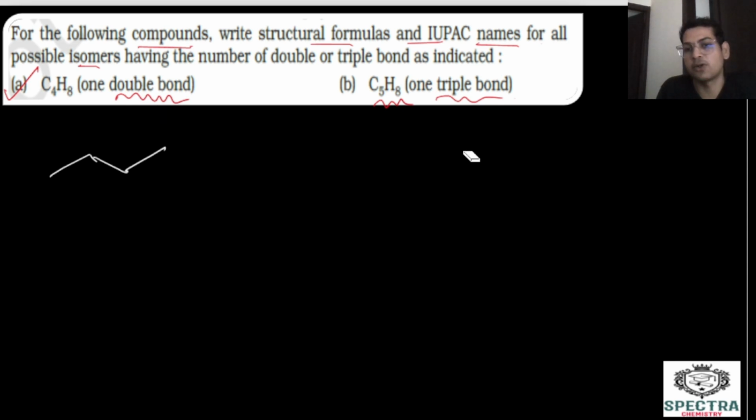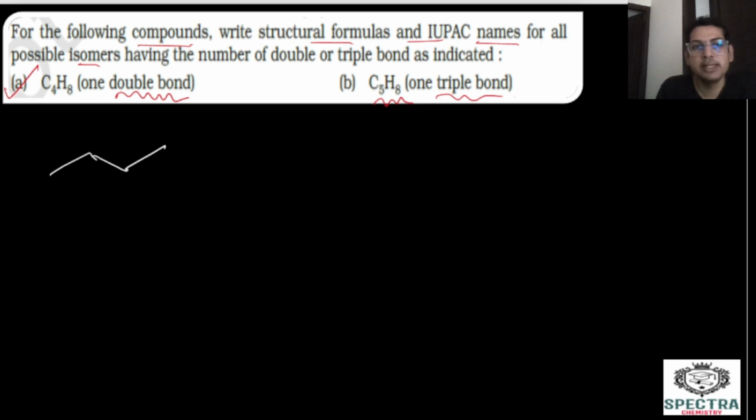Error is also more here. But always use the bond dash formula. So you see, this is my C4H8 I have to do, but I have to put a double bond. I am putting a double bond here. So if I am putting a double bond here, what is the name of this? 1, 2, 3, 4. So the name of this is but-1-ene.